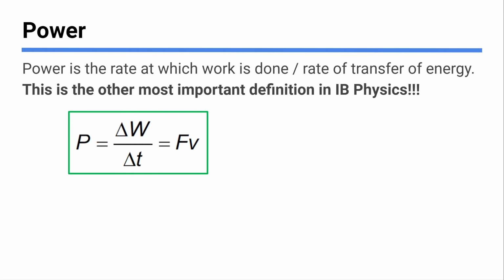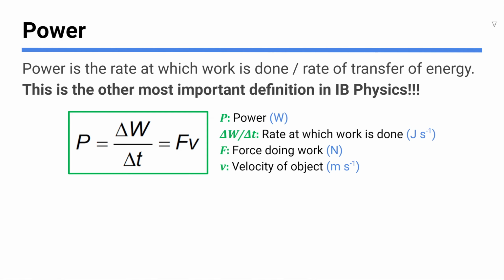And this is, along with work, the other most important definition in physics. You really want to know what work and power mean. Okay, here's how the IB writes this equation, which I don't love, but it gets the point across. They're saying, really, here's the deal. Delta W over delta T is all we should think of as one thing, the rate at which work is done. It's a rate, because it's in terms of time. The rate at which work is done in joules per second.